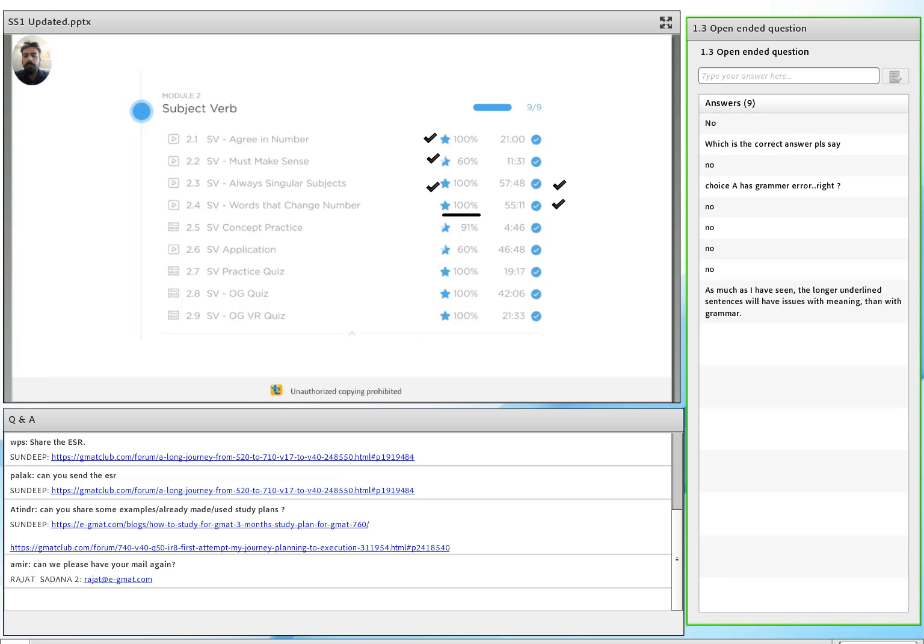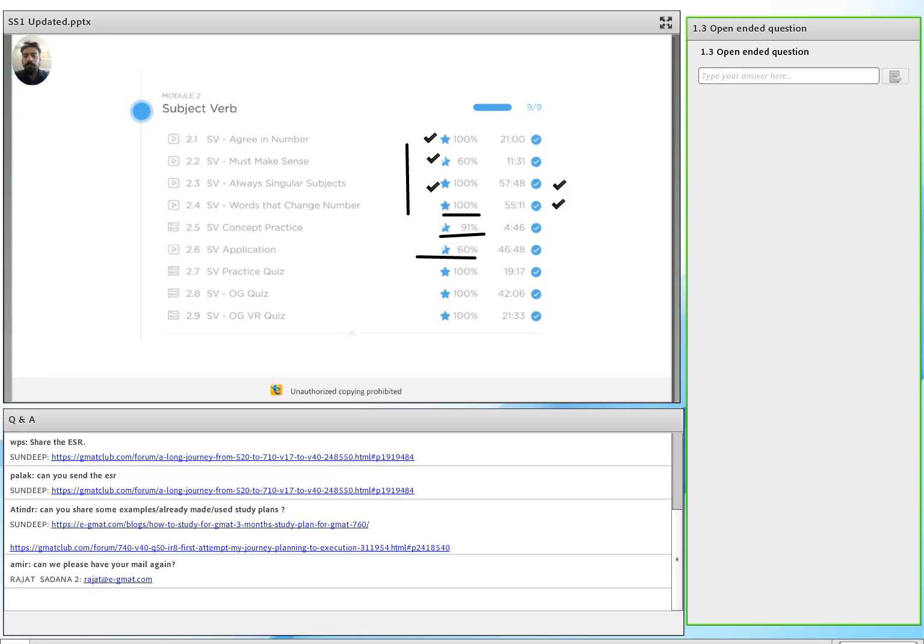Words that change numbers. So you can see the level of depth and the increasing set of sentence structures. Then you're evaluated just on your conceptual knowledge. Then we bring in more sentence structures over here, and we evaluate you on sentence structures as well.